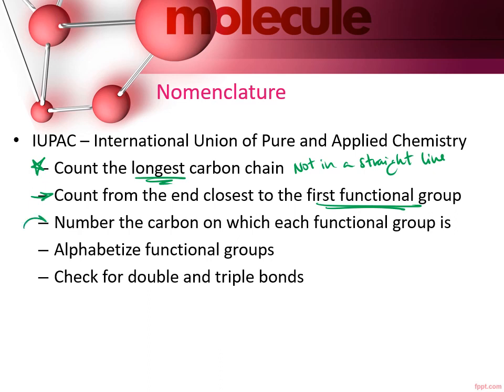We're going to start counting the carbons from the end closest to the first functional group, and that first functional group might be a branch, like a methyl group or something like that, but it also could be the other functional groups that we're going to talk about later in this crazy long lecture. We're going to assign numbers to our carbons that have those functional groups. When we fill out the final name, if there's more than one functional group, we're going to alphabetize them in the name. And then, of course, always checking for double bonds that will end in "-ene" and triple bonds that will end in "-yne". Are we ready?